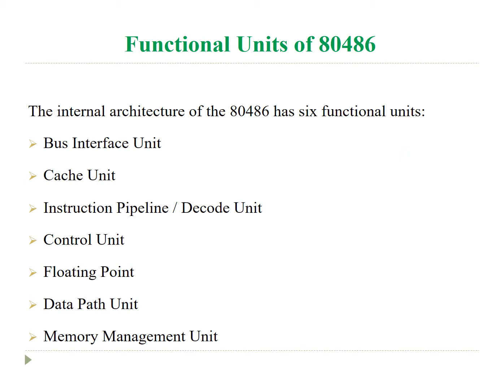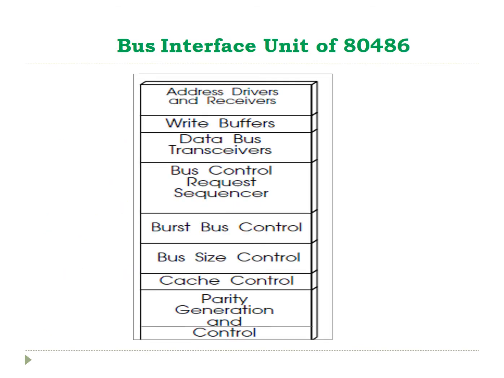They are bus interface unit, cache unit, instruction pipeline and decode unit, control unit, floating point unit, data path unit and memory management unit. The bus interface unit consists of the following functional entities. First one is address drivers and receivers. When the 486 is executing a bus cycle, the address drivers drive the address onto the processor local address bus, and whenever there is a need for addresses, it takes the address as an input from the processor local address bus through the address receivers.